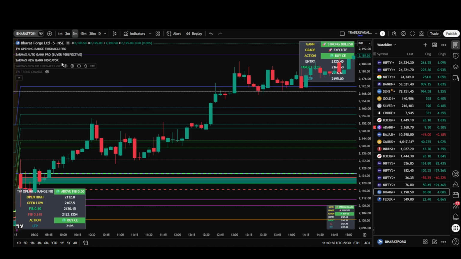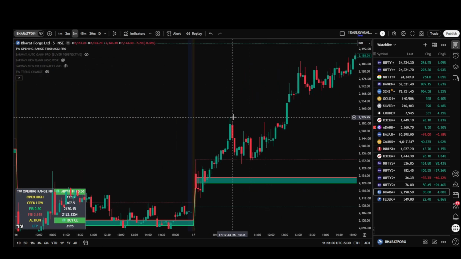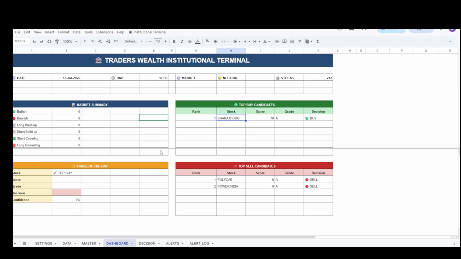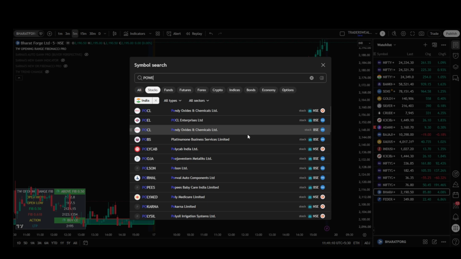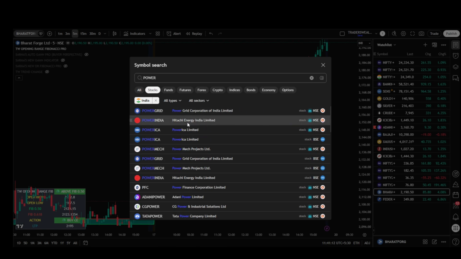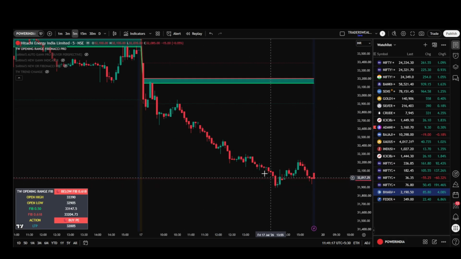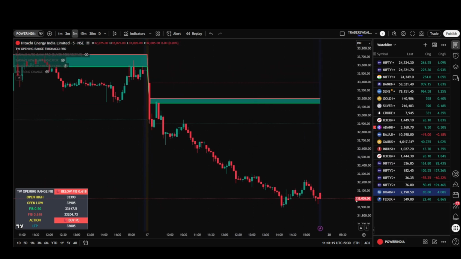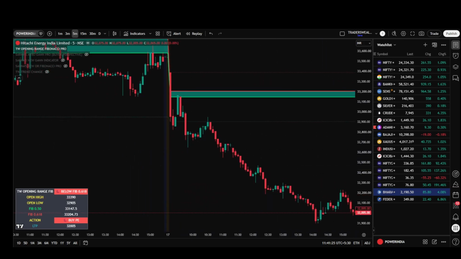Then next, apart from Bharat Forge, we got Polycab and Power India. These are the two stocks that were bearish yesterday. Power India, you can see how well it has fallen. Of course, it's a very big stock, the price is 32,000. But my indicator again very clearly shows how well it has come.